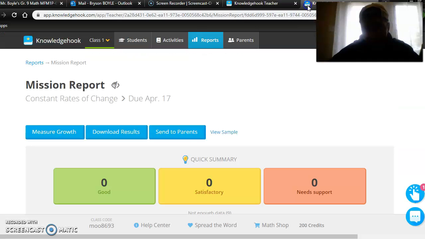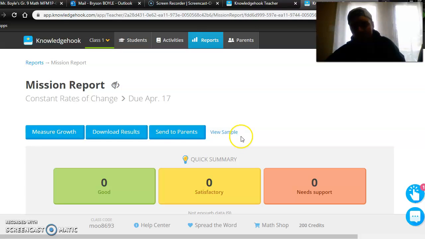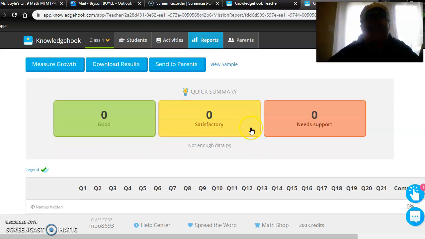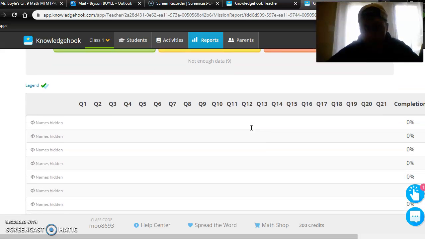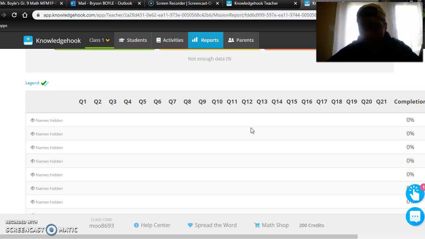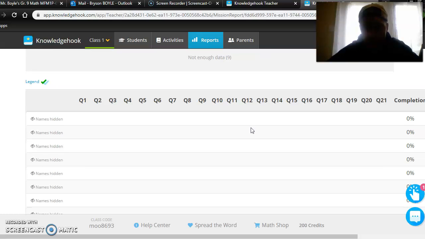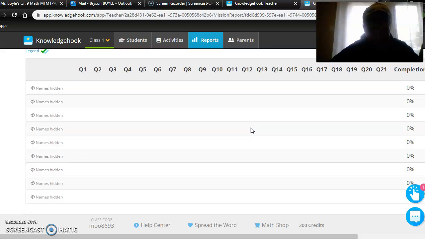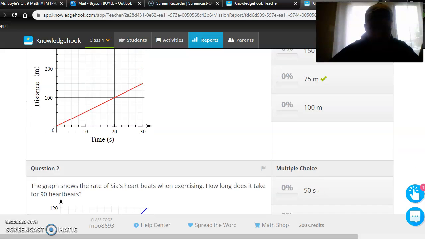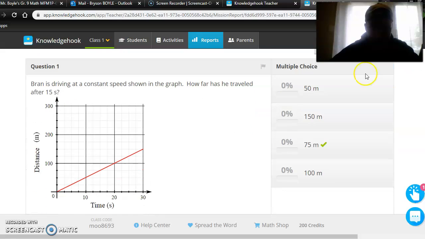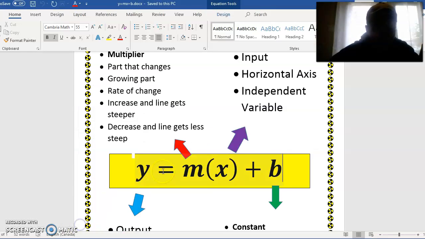So without further ado, the mission that I assigned for you guys this week is called Constant Rates of Change, which we started before the break, but we're going to go a little more in depth with it, all right? There's 21 questions. You have until Friday, I believe, to get all of these done. So here's the idea behind what we're going to be doing in this mission. Constant rates of change. So the rate of change, like I said, that's the same as our multiplier, right? Our multiplier is the rate of change.